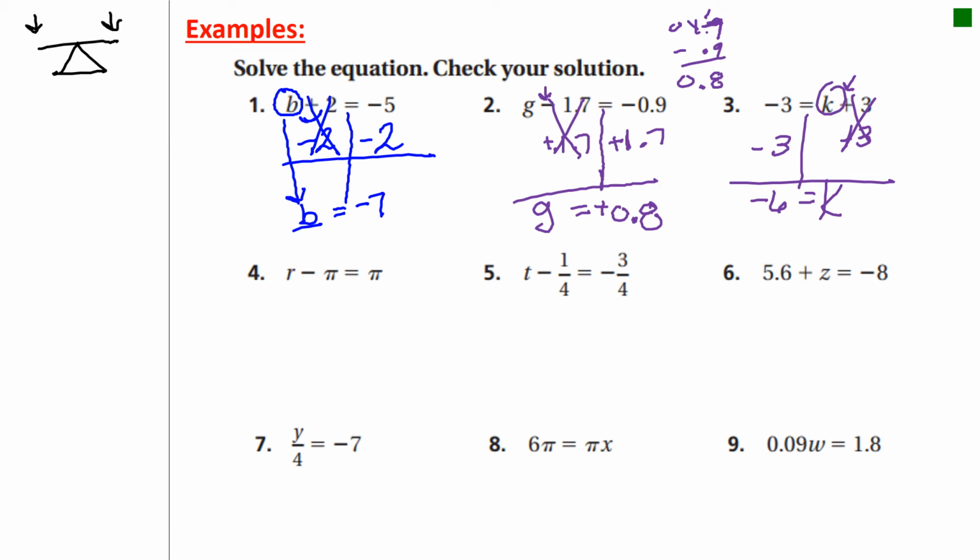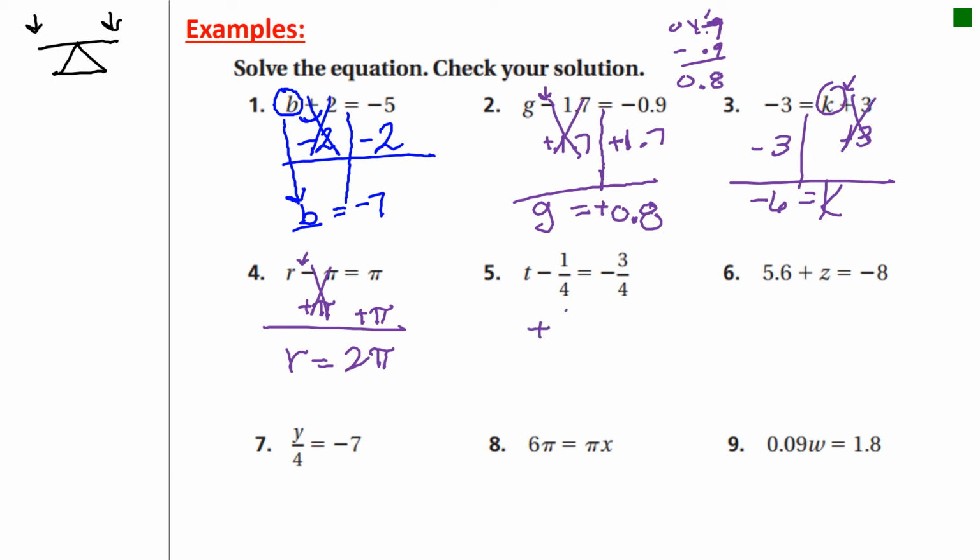All right. Now we're getting into this irrational number. Pi is an irrational one. Okay, r is our variable, not pi. R equals is what we want to have. How do you undo subtraction? With addition. So we're going to add pi. What you do to one side, you have to do to the other. Add pi. Negative pi plus pi is 0, leaving r. And pi plus pi is 2 pi. Not too bad.